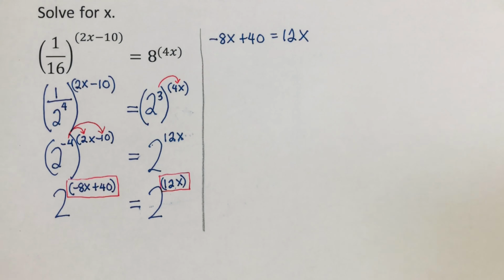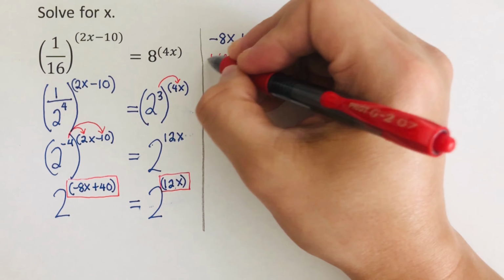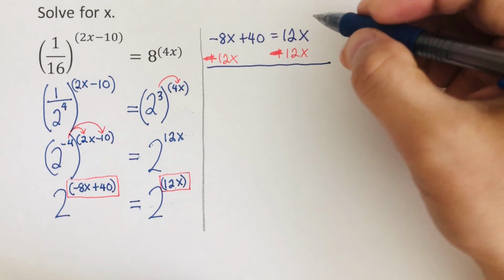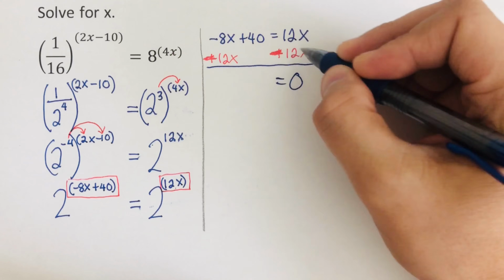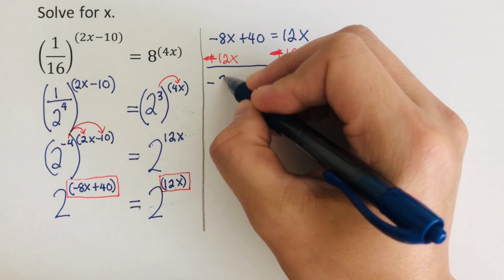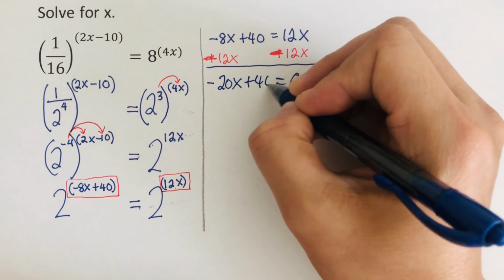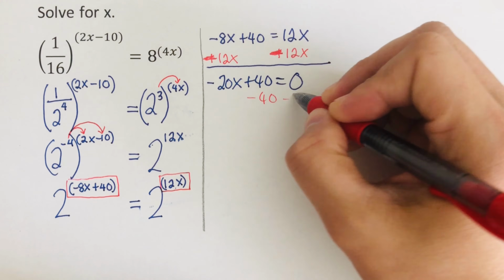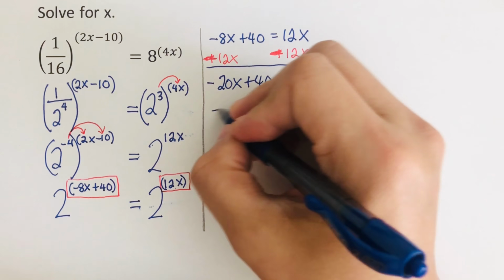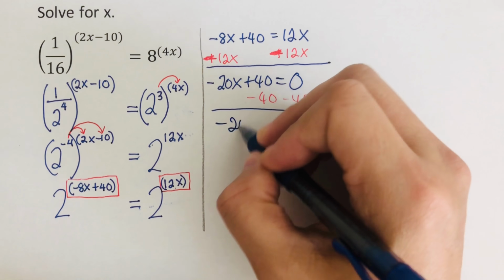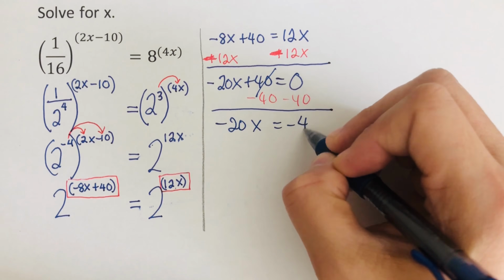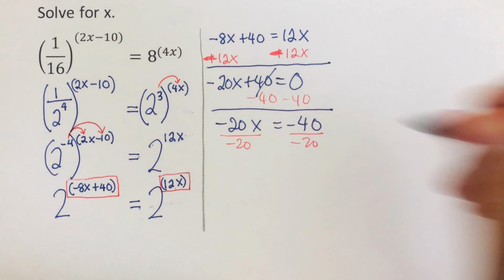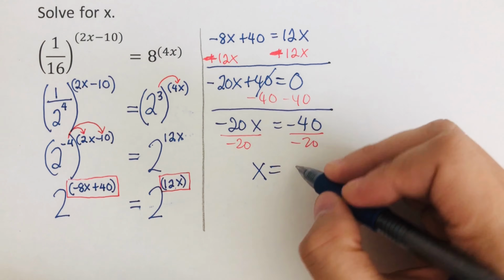And then we want x by itself. So we're going to subtract 12x from both sides. So 12x minus 12x is 0. This is negative 20x plus 40. And so we're going to subtract 40 from both sides. So we are left with negative 20x is equal to negative 40. So we divide both sides by negative 20. So then x is positive 2.